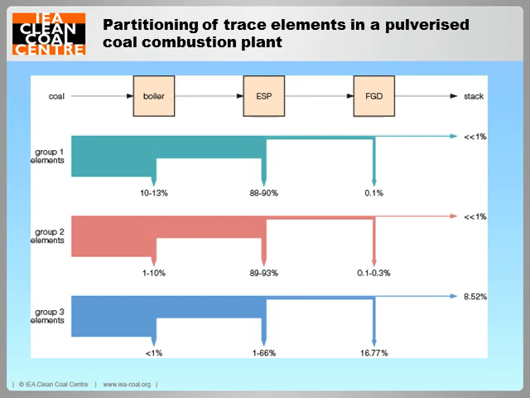An example of the partitioning of trace elements in a pulverized coal-fired plant with an electrostatic precipitator and spray dry scrubber flue gas desulfurization is given in this figure. The figure shows that about 90% of class 1 and 2 trace elements are collected in the fly ash, and that a significant part of the class 3 trace elements, approximately 17%, is captured in the FGD system.